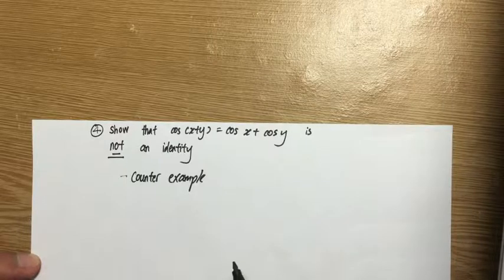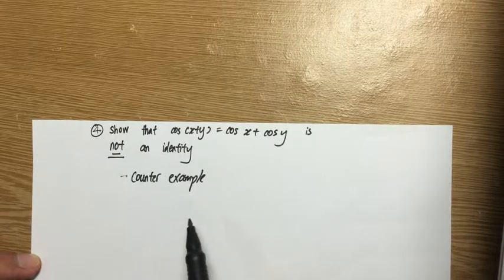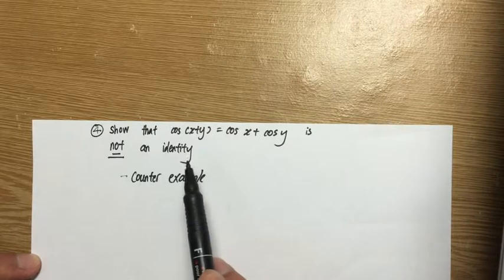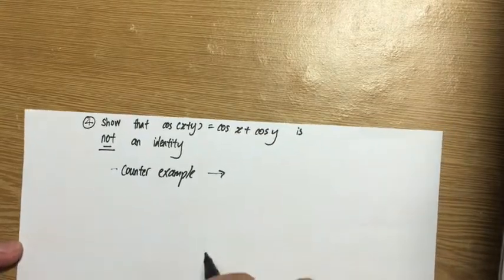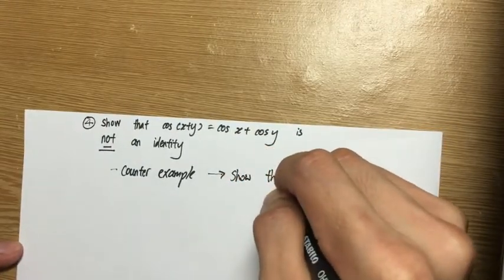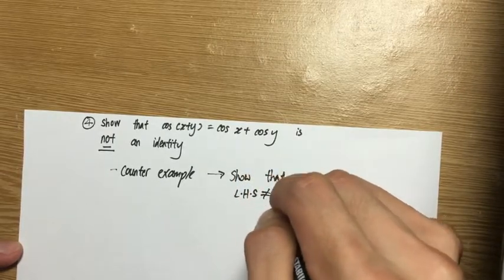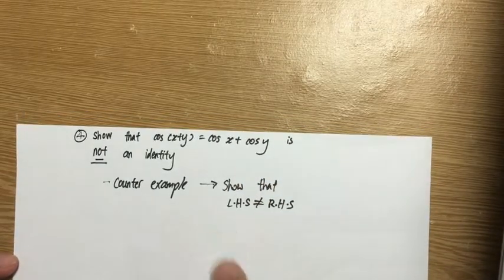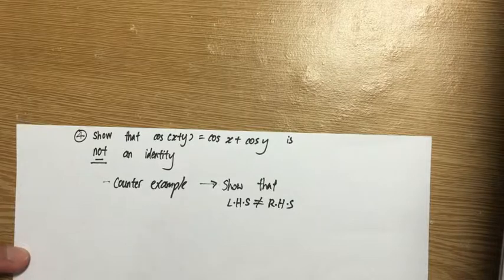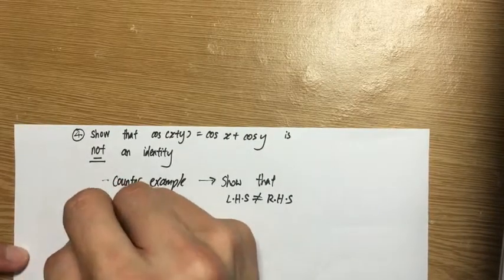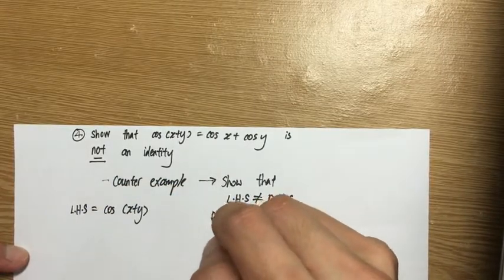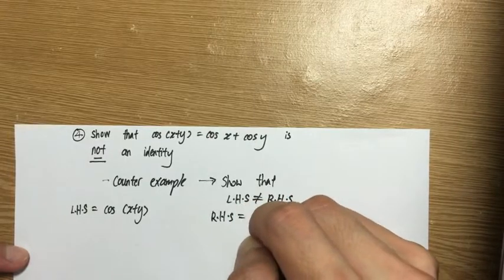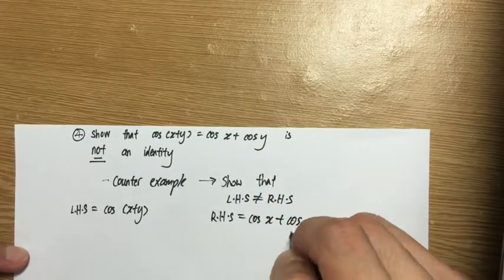What do I mean by a counter example? A counter example basically means that we substitute any value of x and y and prove that the left hand side is not equal to the right hand side. With this objective in mind, let us begin solving this question. First, let us write out the left hand side, which is cos x plus y. Over here, we similarly write out the right hand side and equate it to cos x plus cos y.